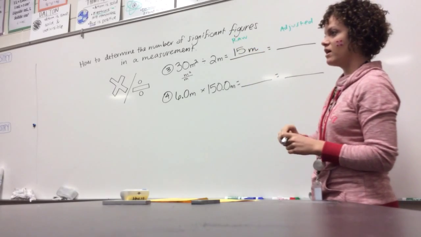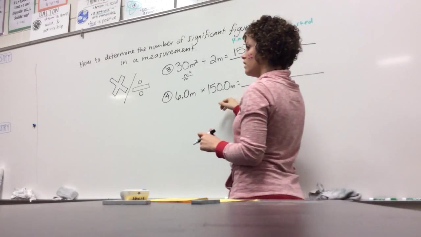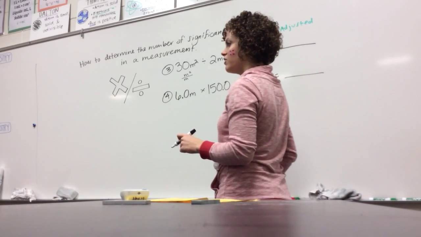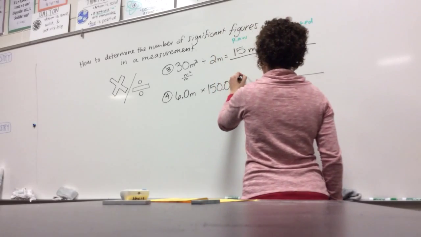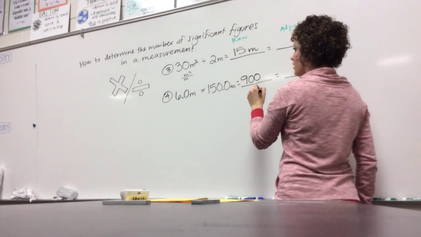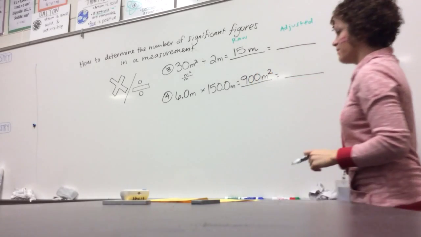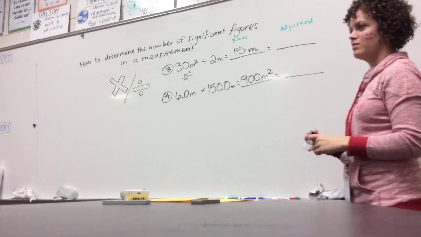Reese? Okay, that's all right. Chase, do you have this raw answer? Jackson? 900. What would be the unit here? Okay, so that's easy. The problem comes next, okay?